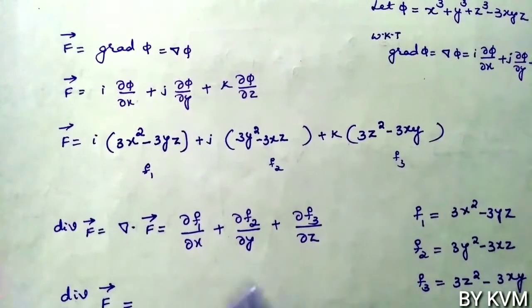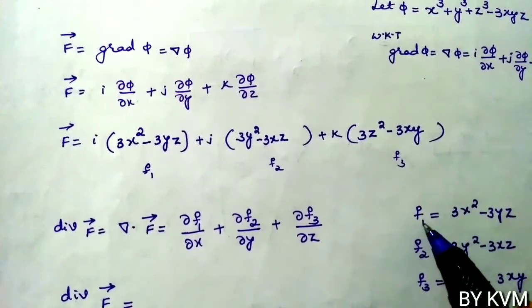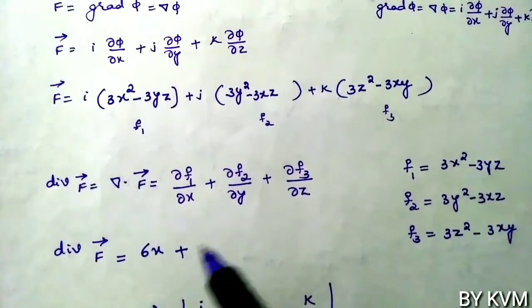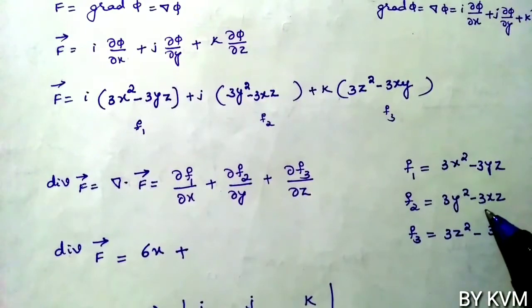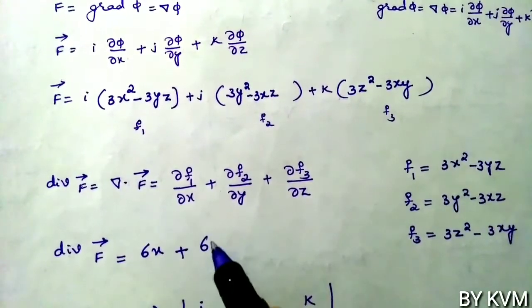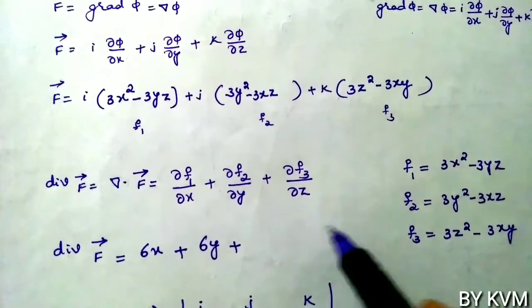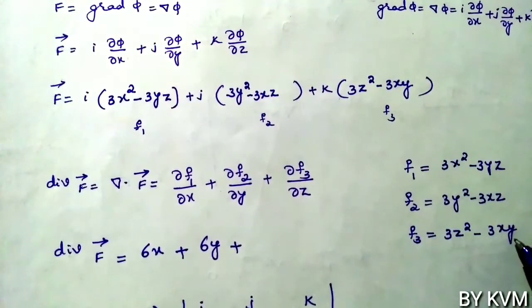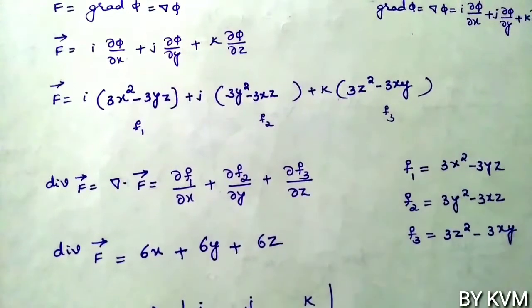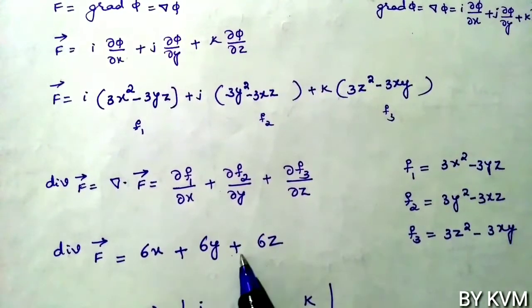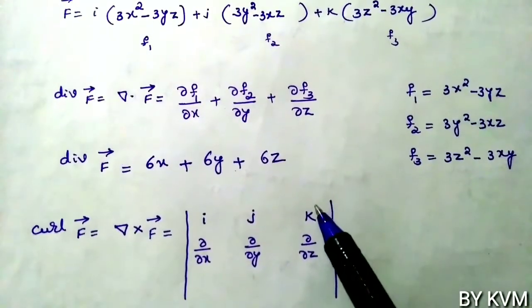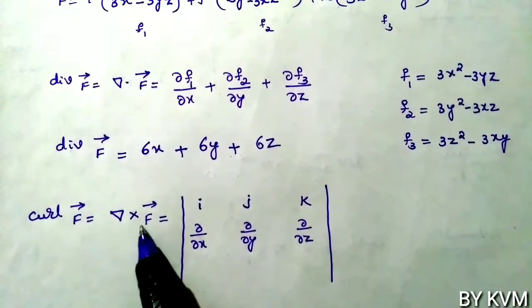f3 by dou z. So we get, differentiate f1 partially with respect to x, 6x, plus differentiate f2 partially with respect to y, x and z are constants, 6y, plus differentiate f3 partially with respect to z, x and y are constants, so 6z. So divergence of vector f is 6x plus 6y plus 6z. Now we have to find the curl of vector f. So curl of vector f is given by del cross vector f.